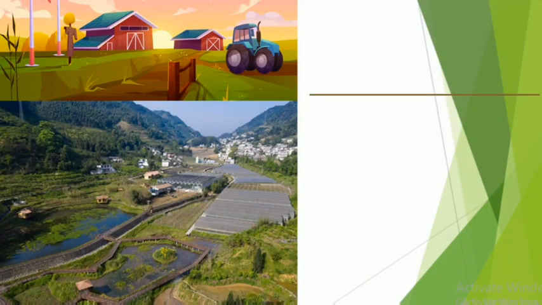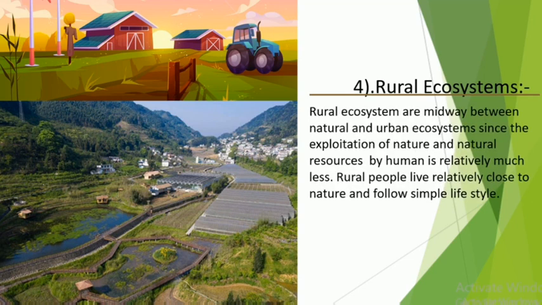Now, the last topic is rural ecosystem. Rural ecosystems are midway between natural and urban ecosystems since the exploitation of nature and natural resources by humans is relatively much less. Rural people live relatively close to nature and follow a simple lifestyle. Basically, rural people are very close to nature. They are simple-minded and live a simple life and live in a pollution-free environment.